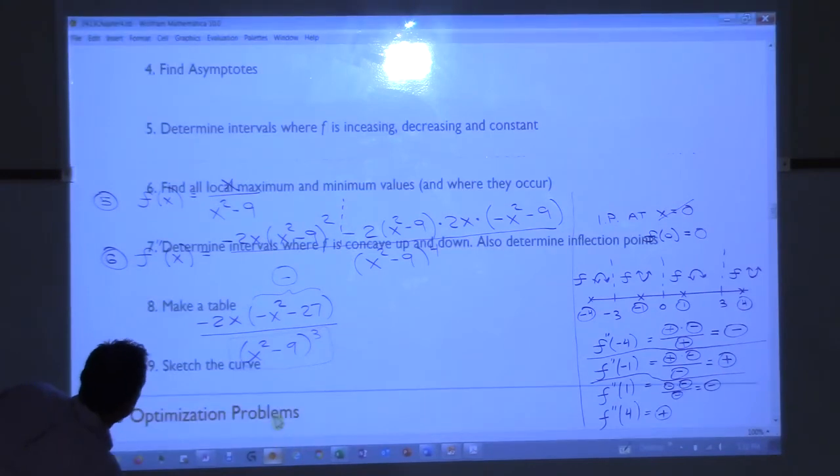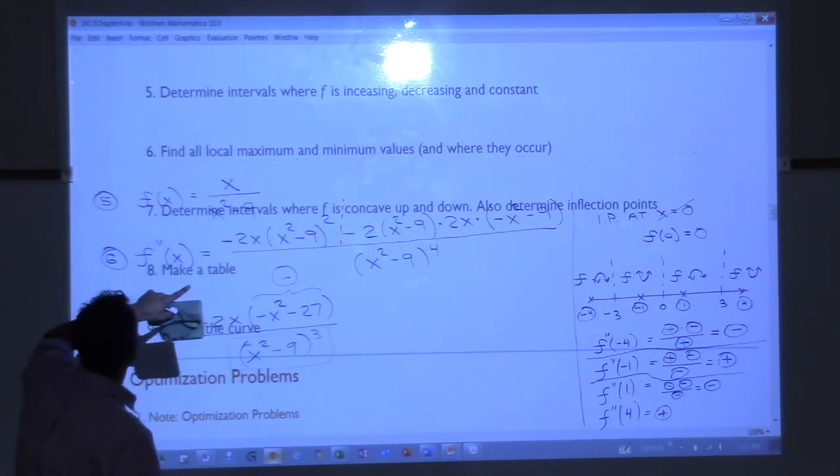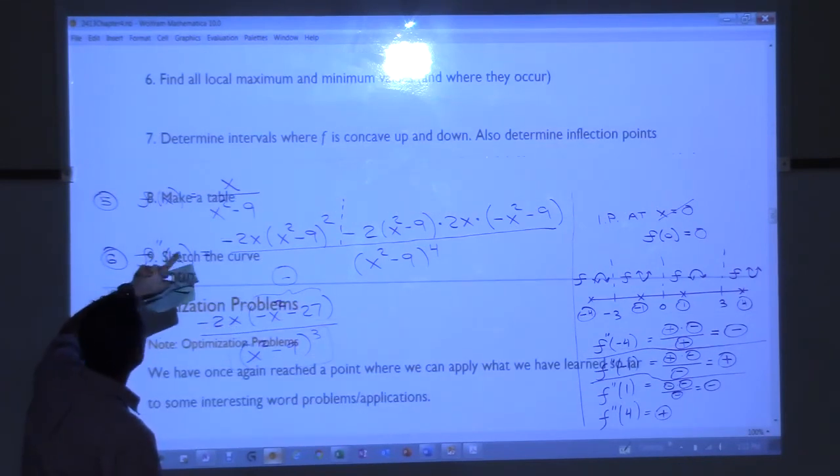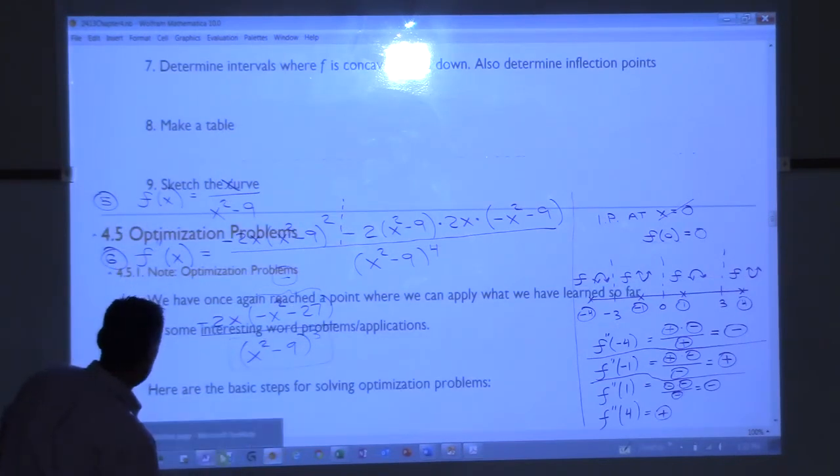What's next? We've determined the local max and mins, where they occur. We determined the intervals. Oh, I forgot to switch to 7, didn't I? And inflection points. Okay, make a table. Step 8.